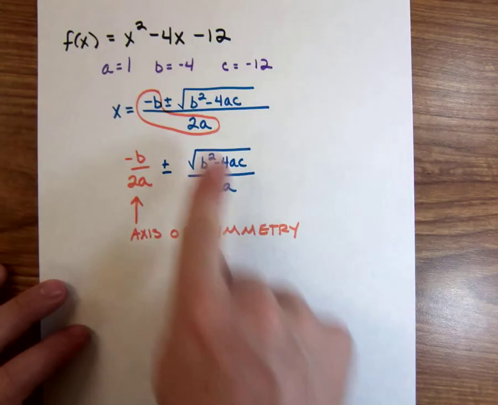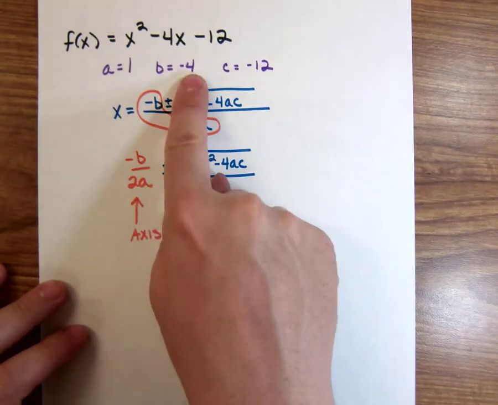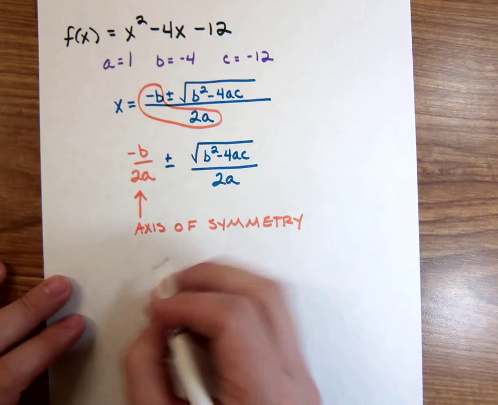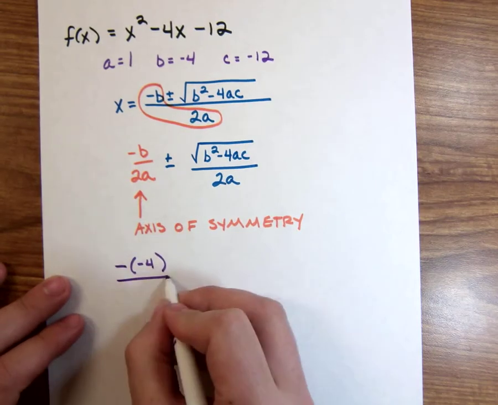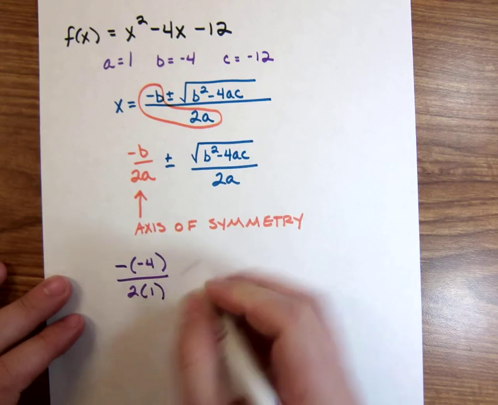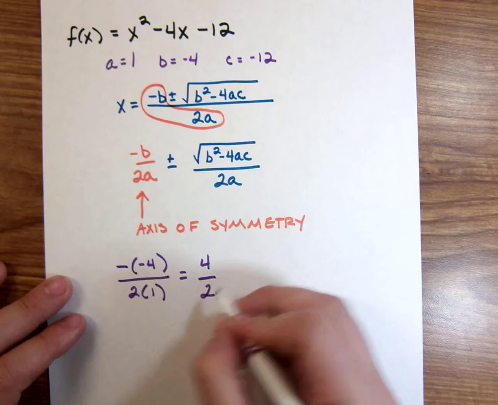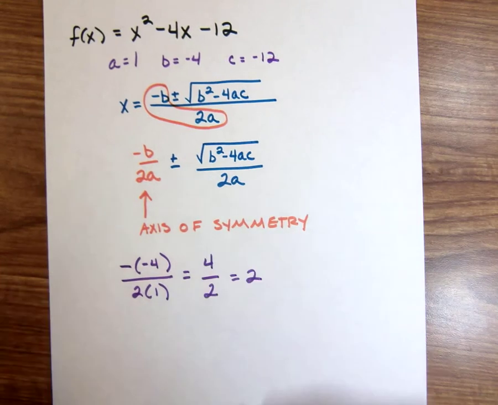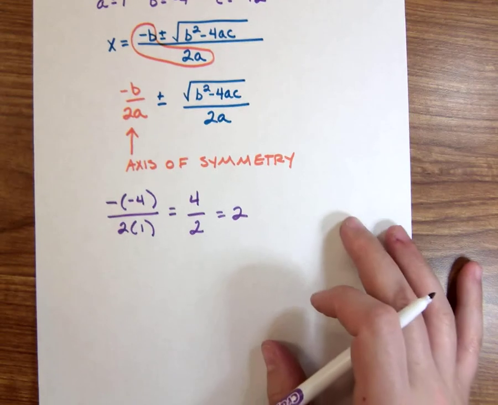So if I look at this problem, I only need B and A, right? The B was -4 and the A was 1, so let's try it. Negative B over 2A. So that's +4 on the top, +2 on the bottom, so 2. The axis of symmetry is at x equals 2. But my question was, what's the vertex?